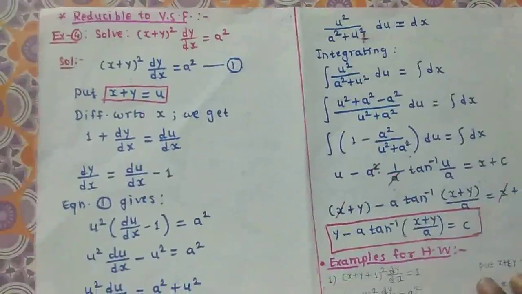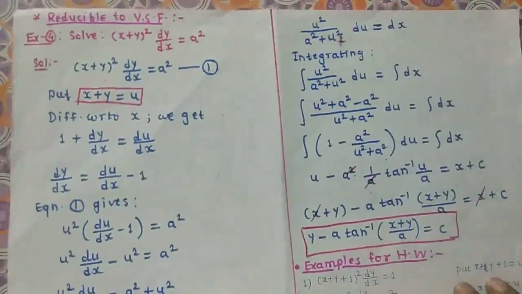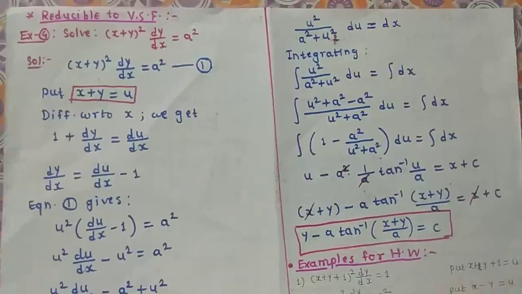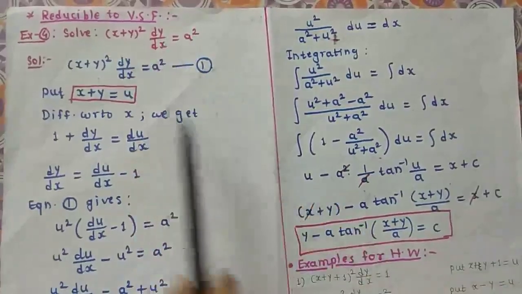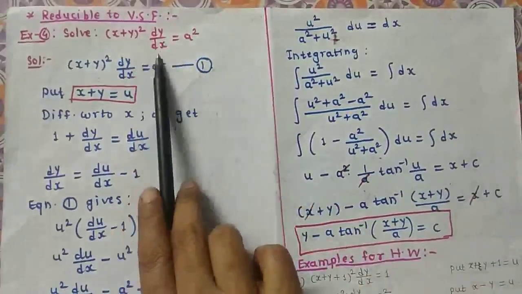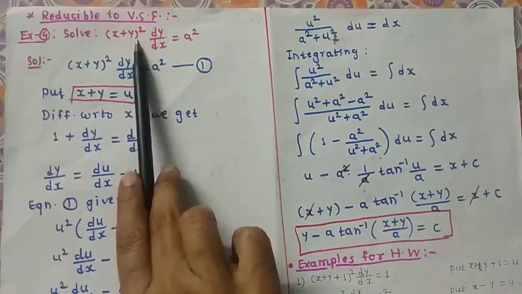Now let us take the last example. So the last example is: solve x plus y whole square dy by dx equals to a square. If you observe, this differential equation involves some function of x plus y.